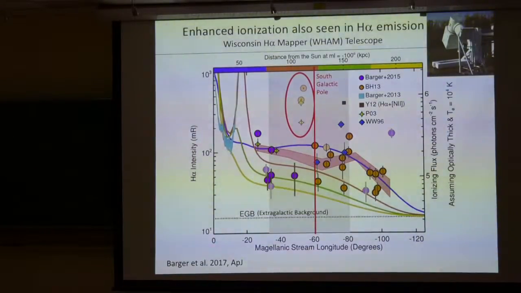So again, it could be that a few mega years ago, according to the models, there was a flare. This ionized the stream. When it recombines, you get an enhanced H-alpha signal. So there's some suggestion here, again, that we can use UV data and H-alpha data to probe what's happening in the galactic center.